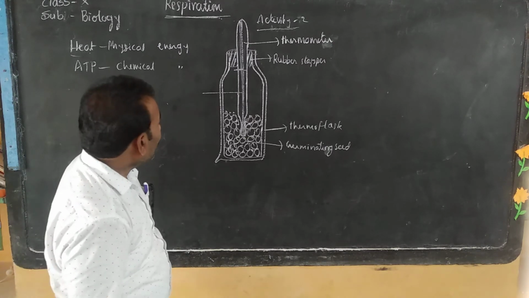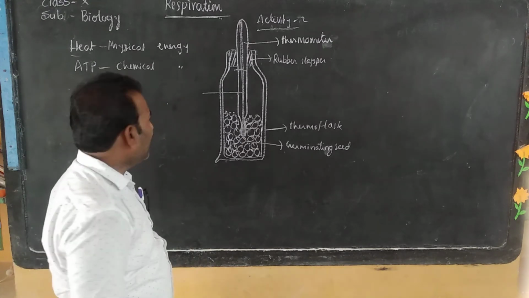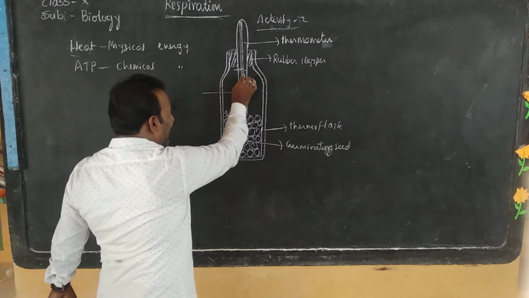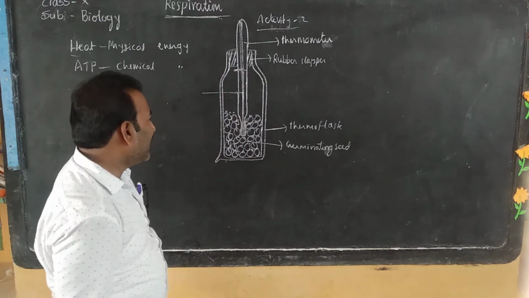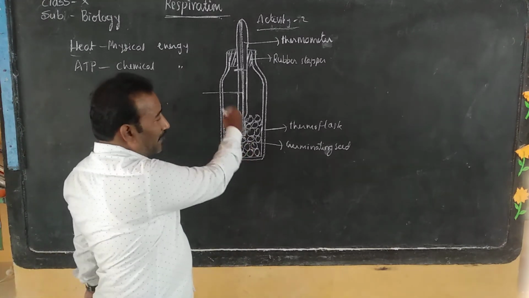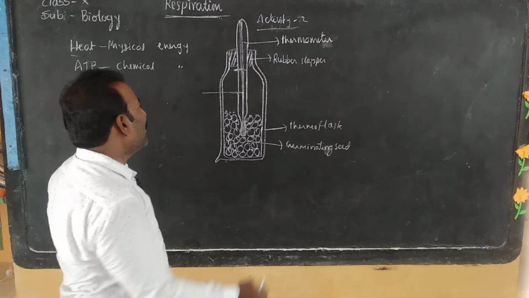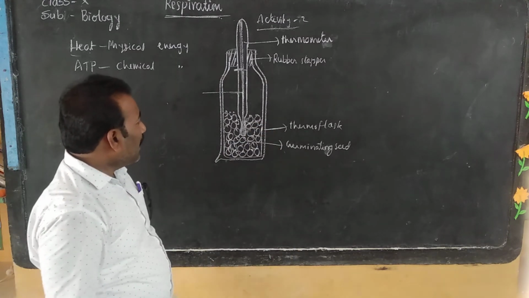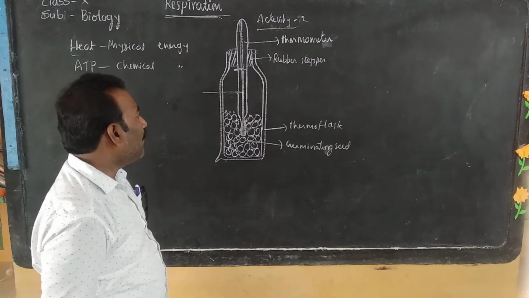Then you will observe that there is an increase in the mercury level. So this is the initial level of mercury. It is increasing gradually from here up to this. So why was the mercury level increased? Because germinating seeds respire. During the respiration of these germinating seeds, they produce heat energy, which increases the mercury level in the thermometer. By this we prove that heat is released during the process of respiration.